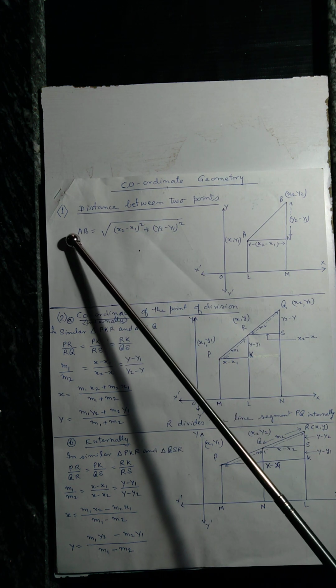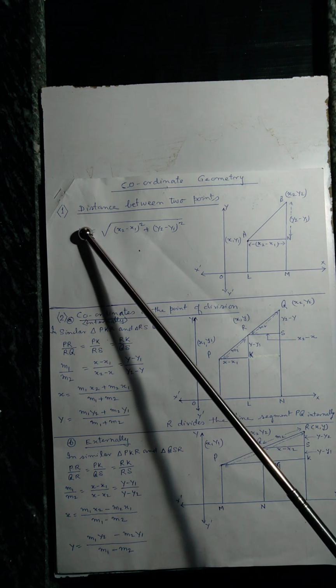Let us start CBSE class 10th mathematics chapter 7, coordinate geometry. First of all, before going to the exercise, let us understand some formulas.